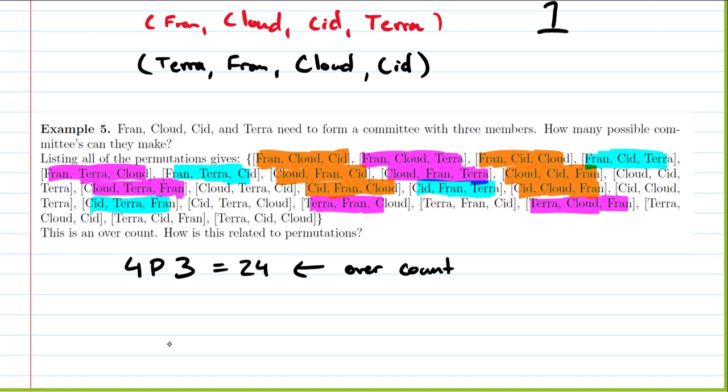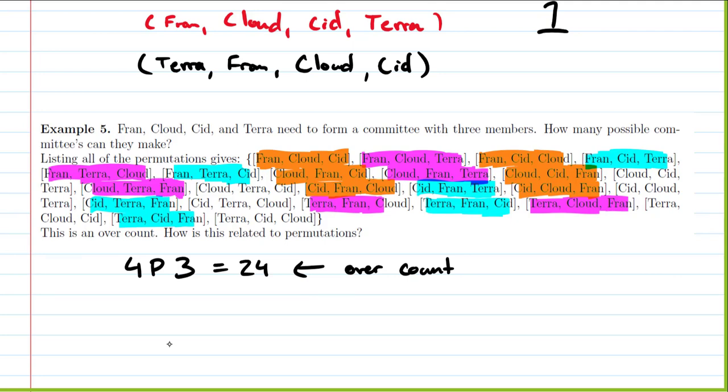Sid, Tara, Cloud is no. Tara, Fran, and Sid, that's a yes. Tara, Cloud, and Sid is a no. Tara, Sid, and Fran is yes. And Tara, Sid, Cloud is no. Once again, in blue, 1, 2, 3, 4, 5, 6.